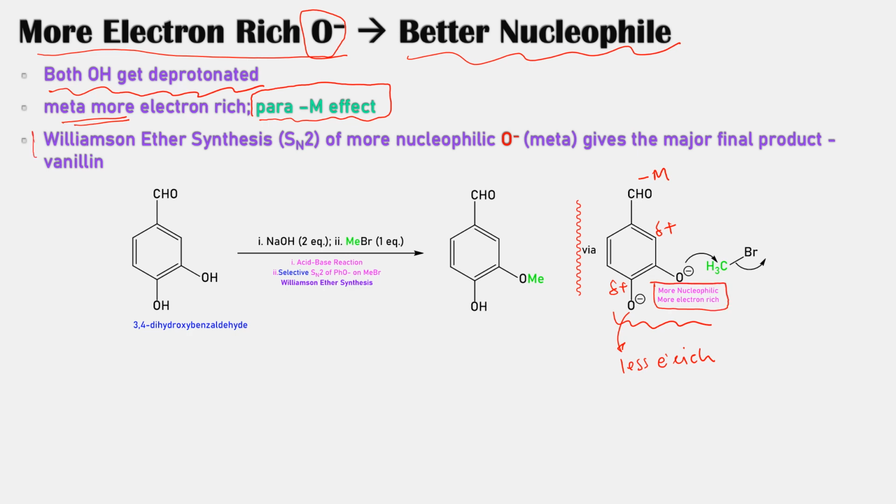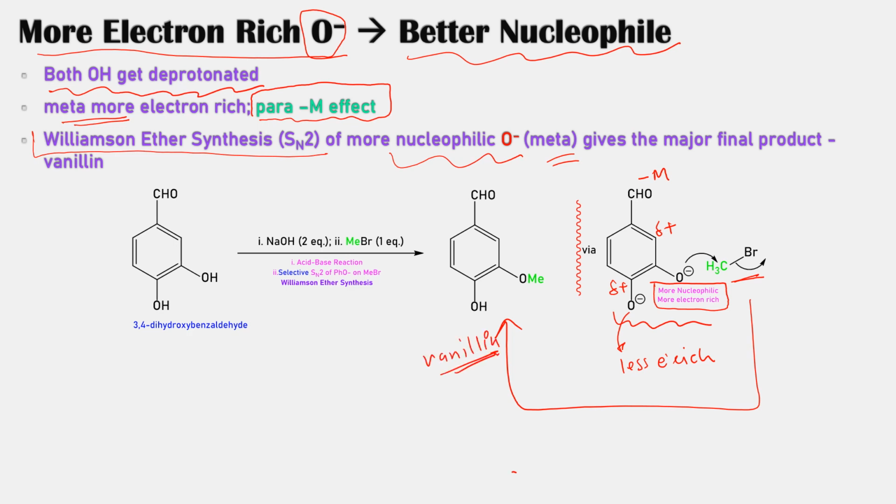So again we have a Williamson ether synthesis with the more nucleophilic oxygen, which is at the meta position. This attacks the methyl bromide, and we get this as the major product. This gives us vanillin in major yield, because the para OH, which was converted into the para phenoxy, is not a good nucleophile, so that will only give the minor product. This is giving you vanillin as the major product.